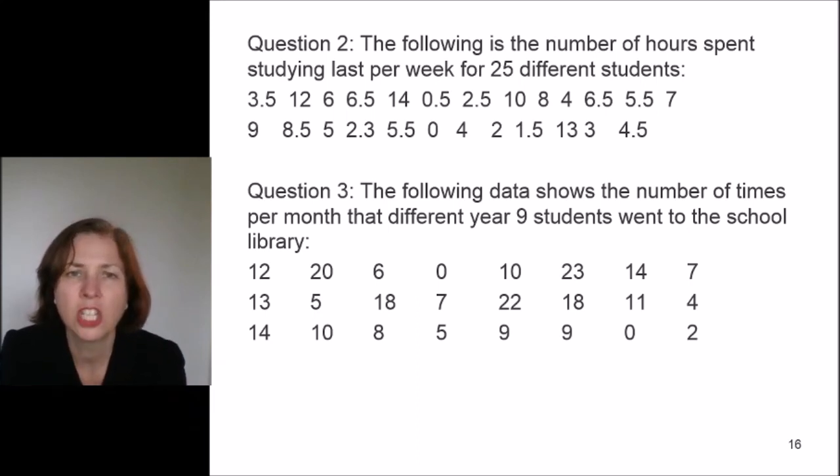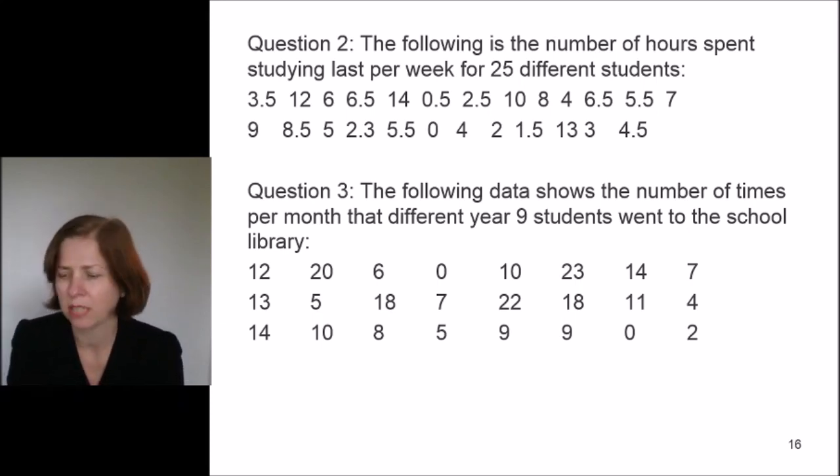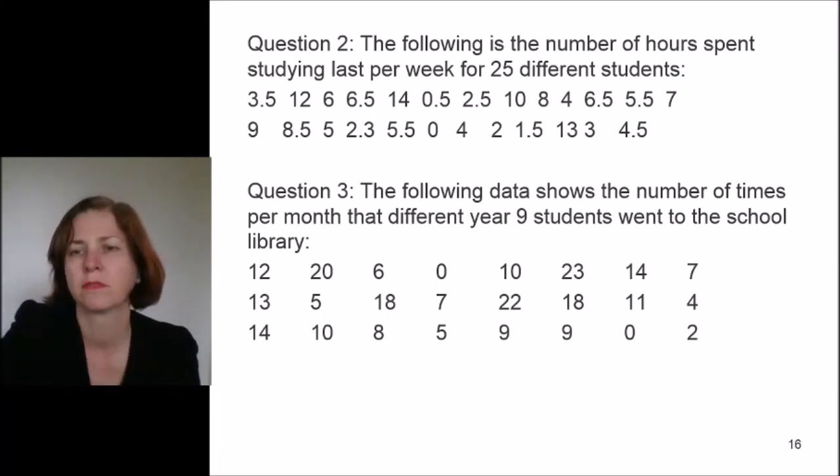So this is continuous, which means I don't have a choice. I'm not choosing between grouped and ungrouped. It must be grouped. All right, so how do I go about doing the grouping? Let's have a look.